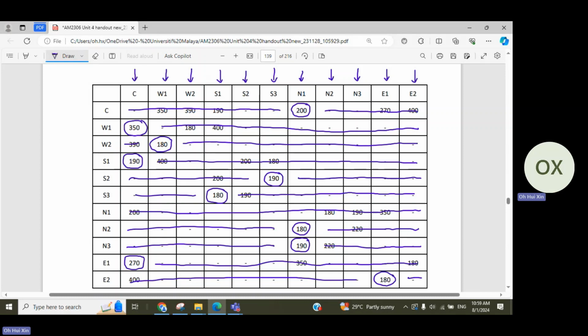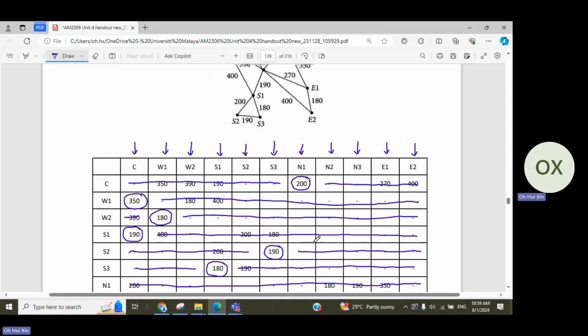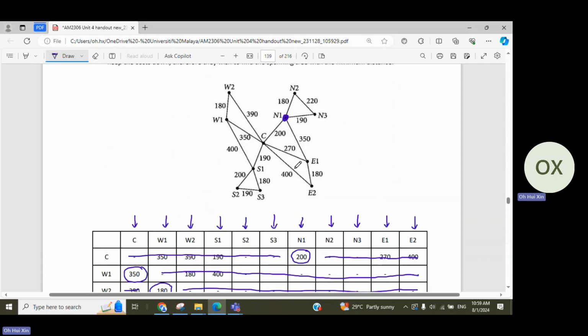Same thing, double check. There's one row with the entire row checked off. Then after that, in each of your rows, you have one circle. All right, after you have done that, now we can put the answer into the diagram.